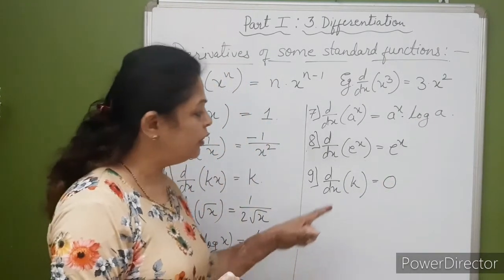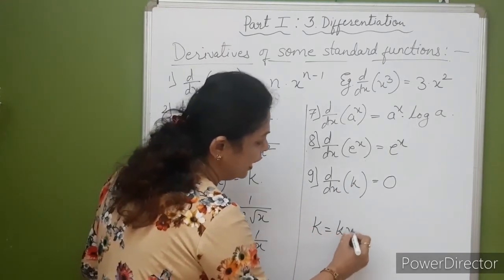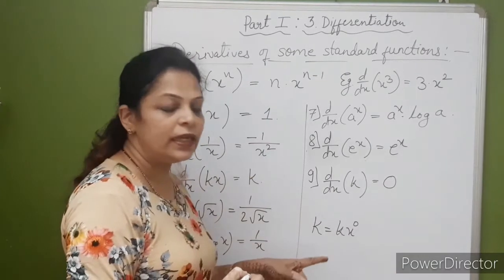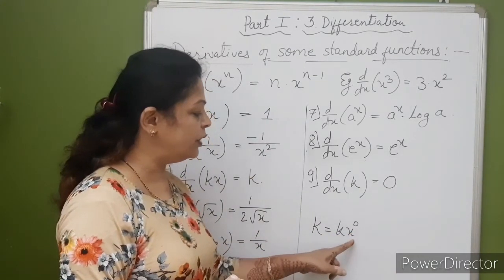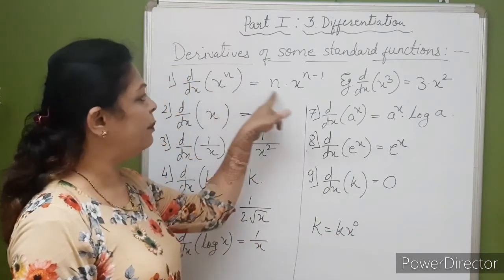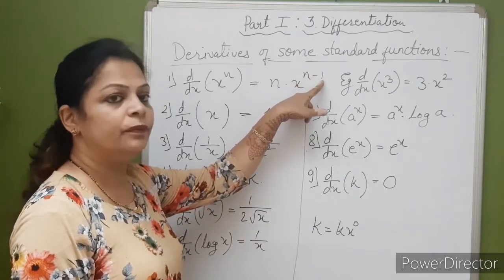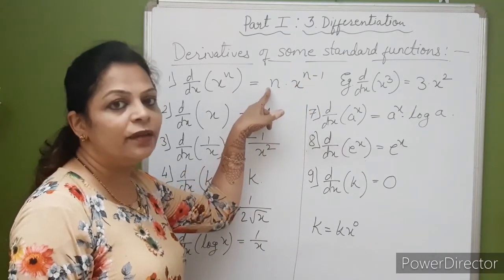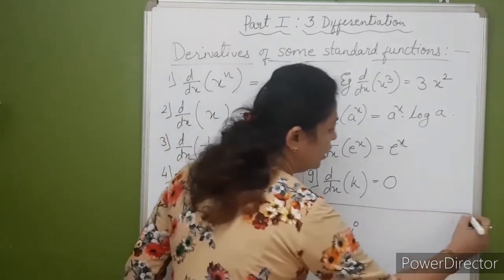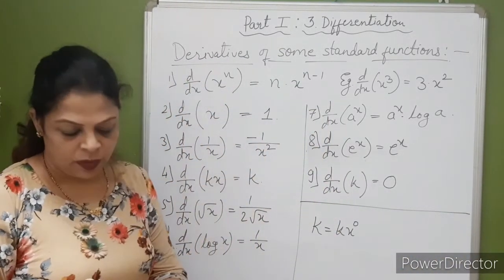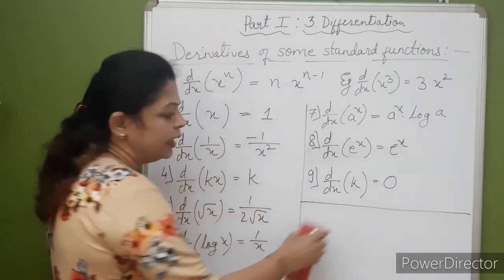Why will it be equal to 0? Because you can write k as k x raised to 0, isn't it? X raised to 0 is 1. So k can be written as k into x raised to 0. And for x raised to 0, again applying the first formula, 0 into x raised to 0 minus 1. So 0 into any number is 0. We know that. So the derivative of k comes to equal to 0. So this completes your derivatives of some standard functions.